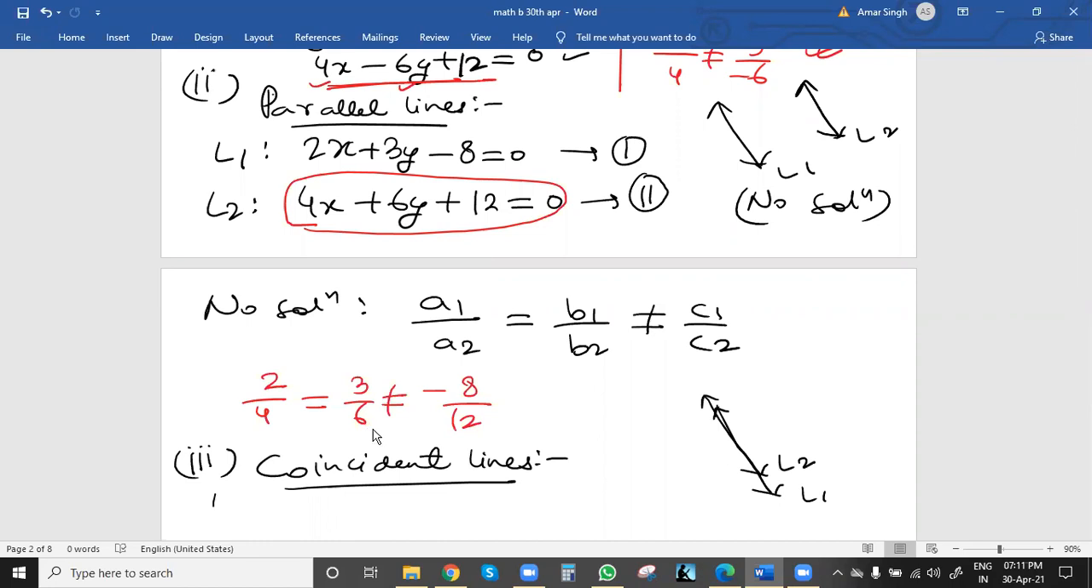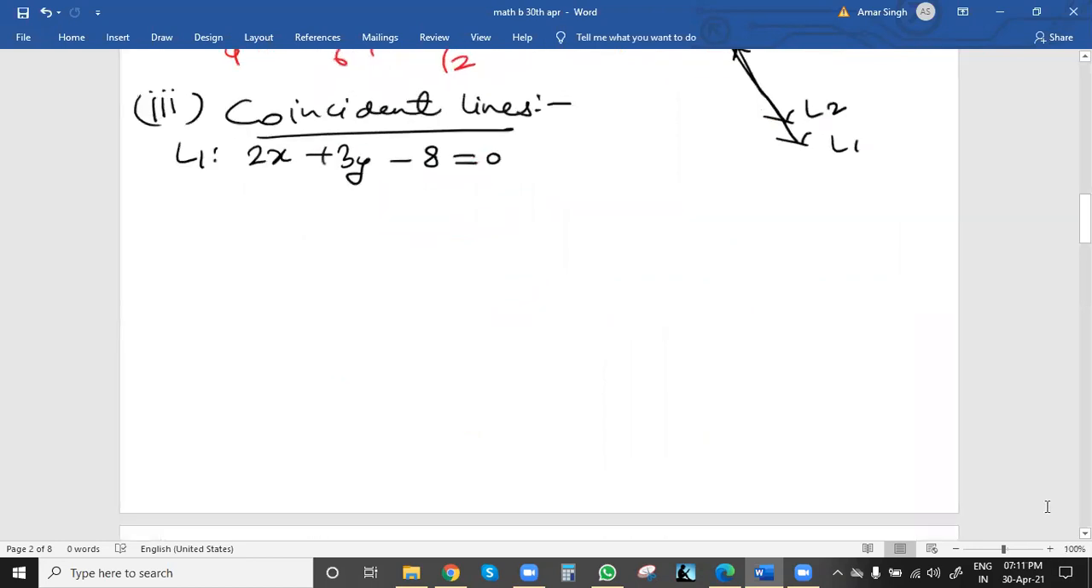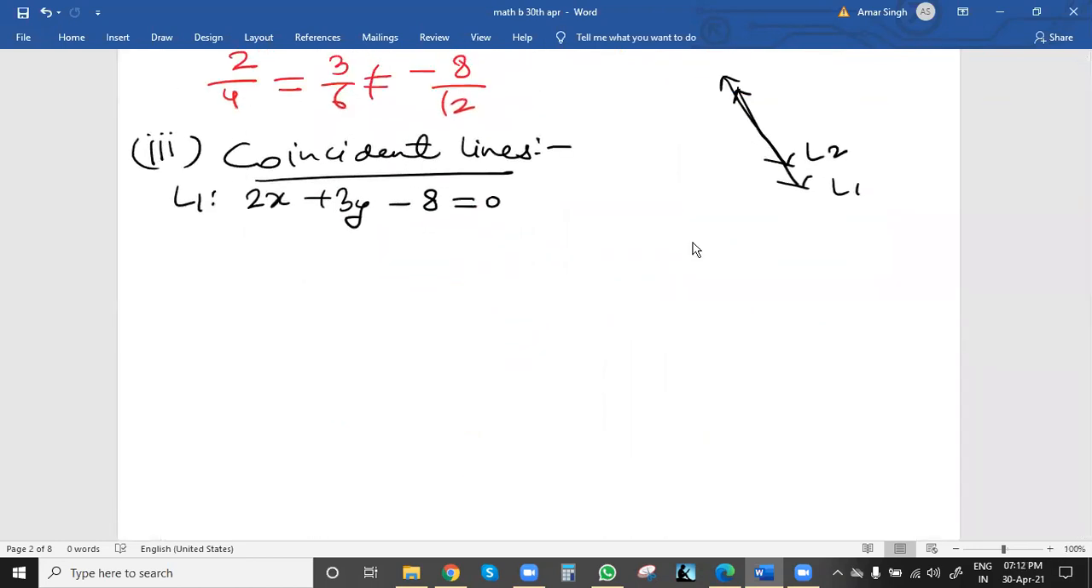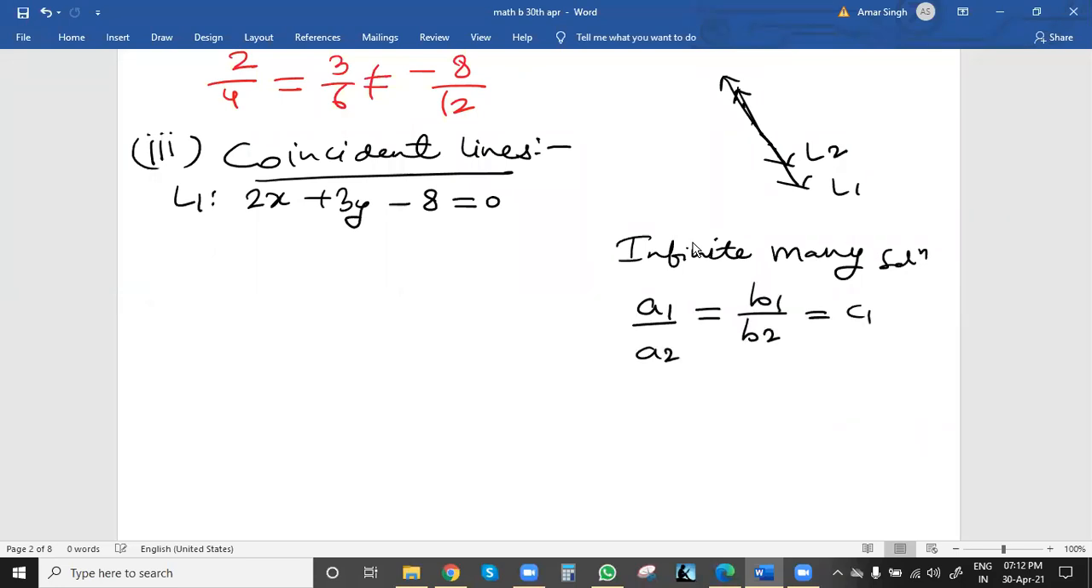The first equation is given, line L1: 2x plus 3y minus 8 equal to 0. For coincident lines, we know that we have many common points, so infinitely many solutions. For infinitely many solutions we have the criteria A1 by A2 equal to B1 by B2 equal to C1 by C2. Good. So we know A1, B1, C1.